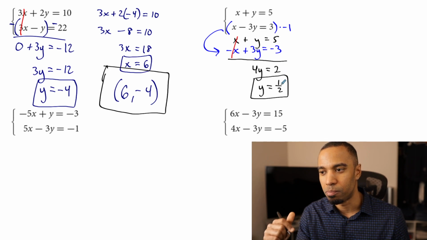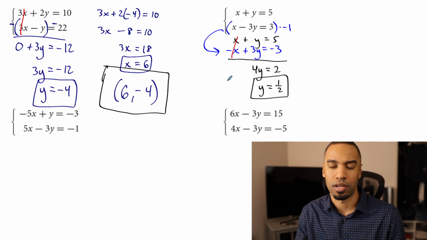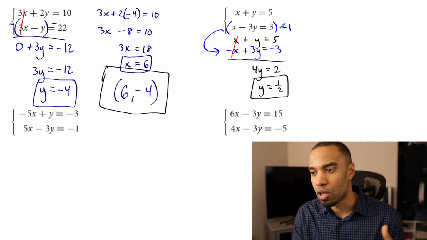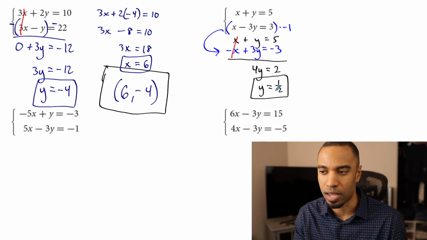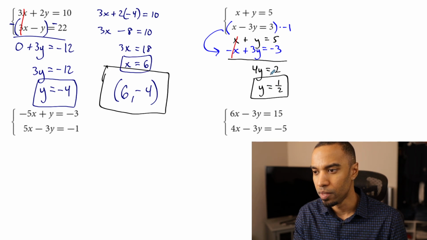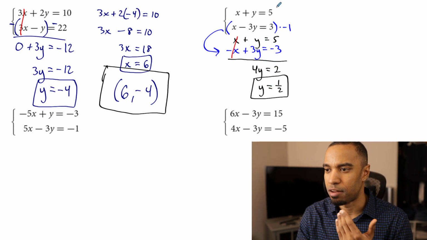It's a fraction. That's too bad, but that is the answer when we go ahead and solve that one. As long as you multiply by negative 1, all of my signs change. I made note of that, and when I added, I got that. Let's see if that pans out.